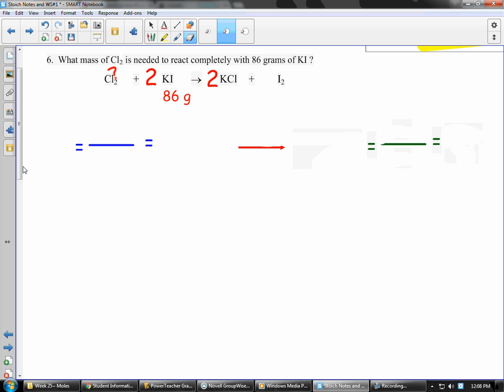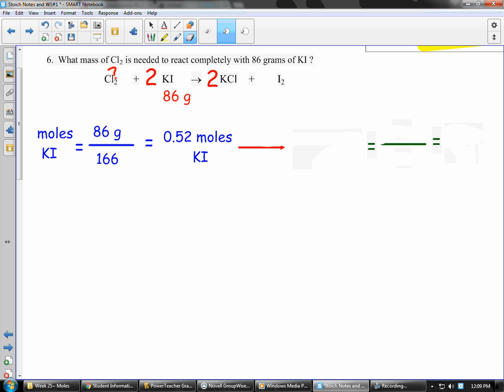I've been given potassium iodide. I'm going to take 86 grams of my potassium iodide and turn it into moles of potassium iodide. So I'm going to add a potassium and an iodine, which will give me 166 as my formula weight. Divide that out. I'm going to get 0.52 moles of potassium iodide.